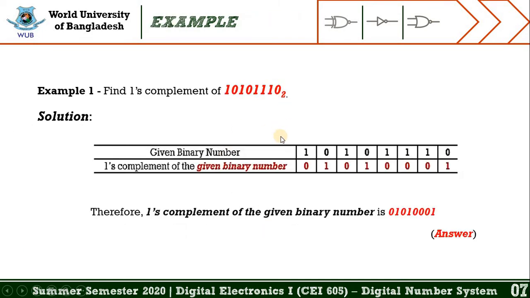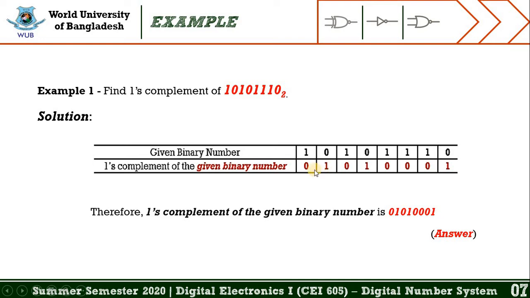From this slide you may learn an example of ones complement. So let's start with the question. Example 1, find ones complement of 10101110. So let's start with the solution. Given binary number is 10101110. We already know if we find the ones complement of a given binary number, then just invert that number.